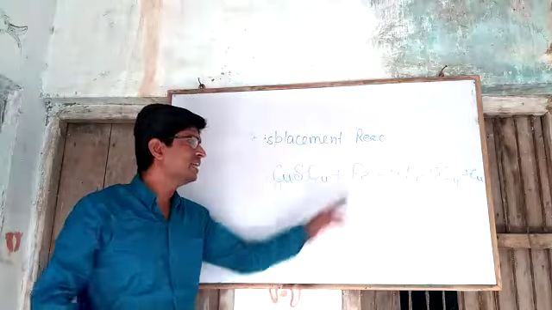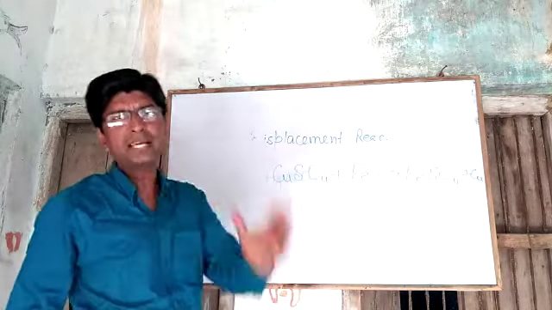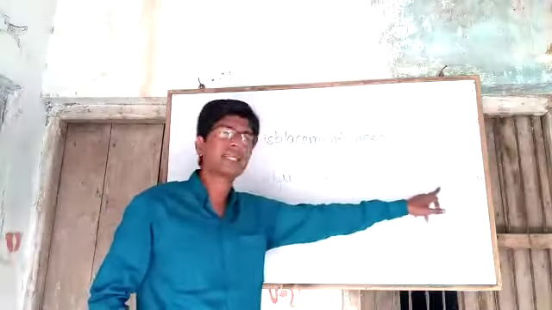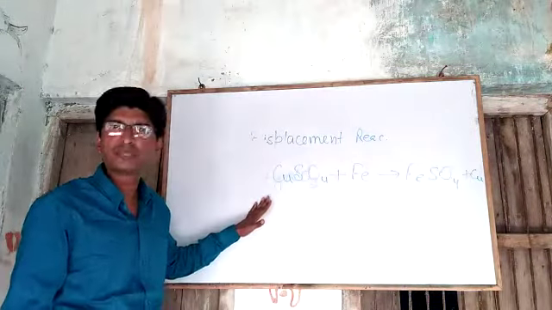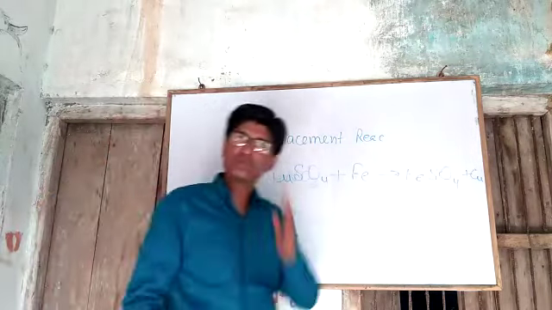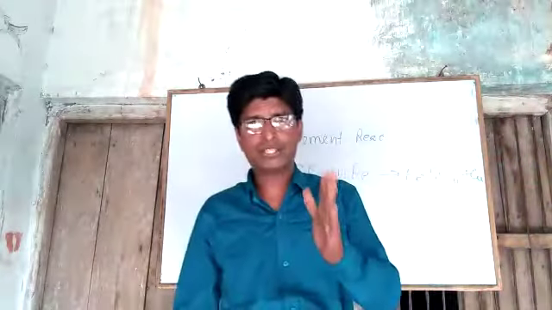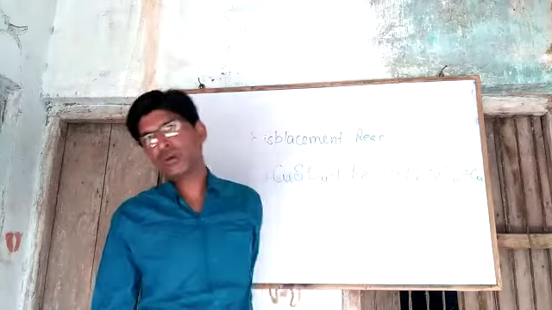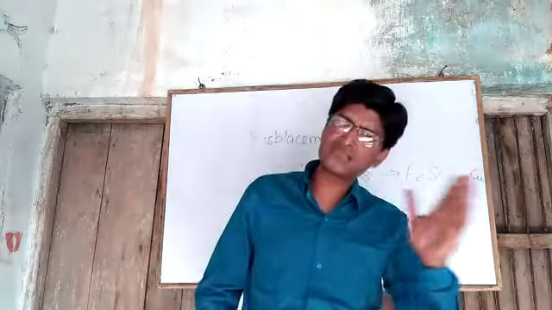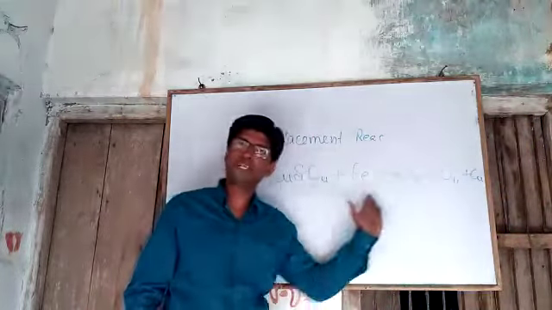So in this reaction, a more reactive element, iron, displaces a comparatively less reactive element, that is copper, and forms iron sulfate, and copper is also produced. So this reaction is called displacement reaction. Now you can define displacement reaction. The reaction in which a more reactive element displaces a less reactive element and forms a new compound is called displacement reaction.